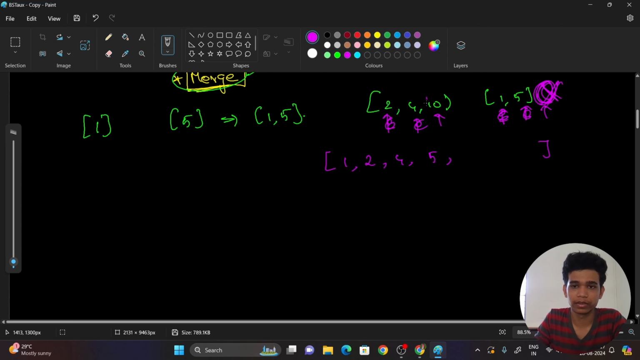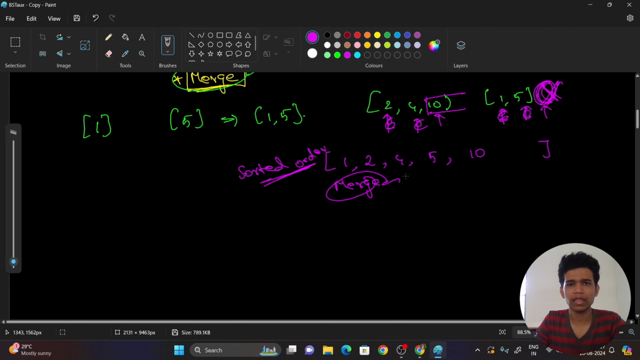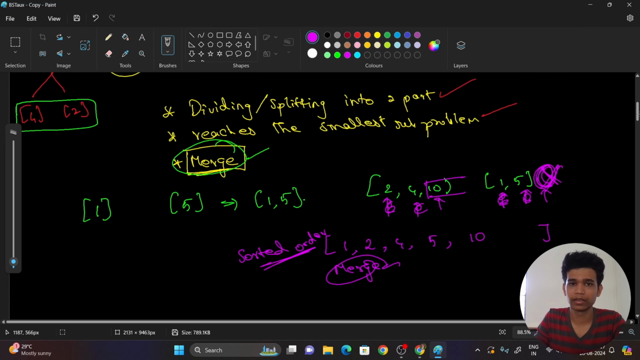So, after this, whatever element remains here, we will take that into our result. There is only 10, so we took that in our result. It is again a sorted order. So, this is a merge function. Whenever we are merging two values, I will do this. Can you understand this? Yes.